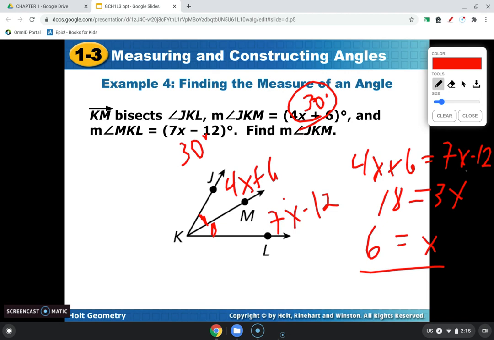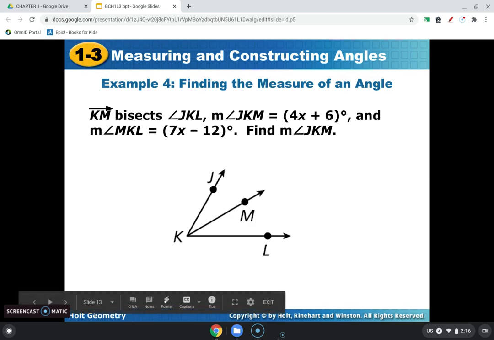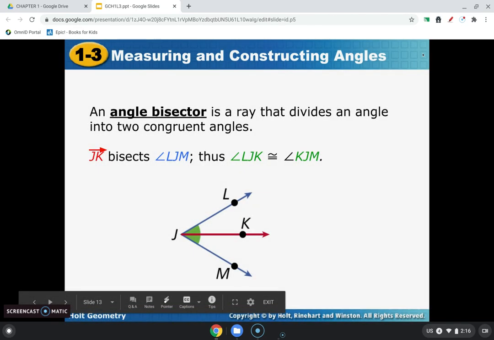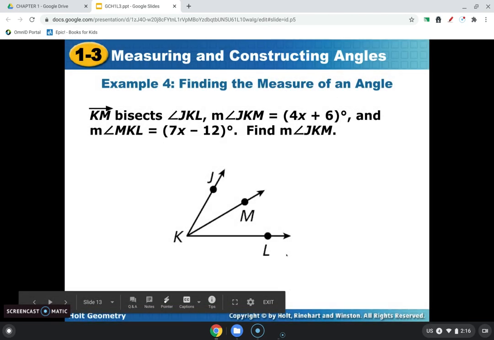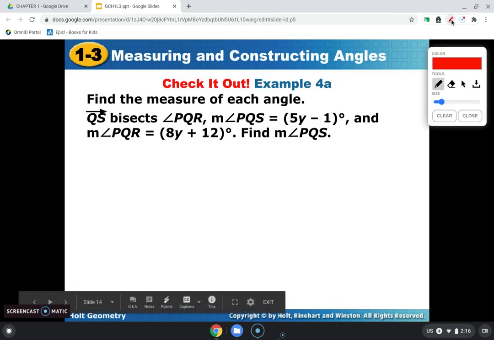Bisect cuts in half. All sorts of different vocabulary words, things that you're going to have to know when you're going through this course. So bisects means cuts in half. Let's try another one like that. If they don't give you a picture, you've got to draw a picture. So this says QS bisects angle, whoops, let's go back here. It says QS bisects PQR.